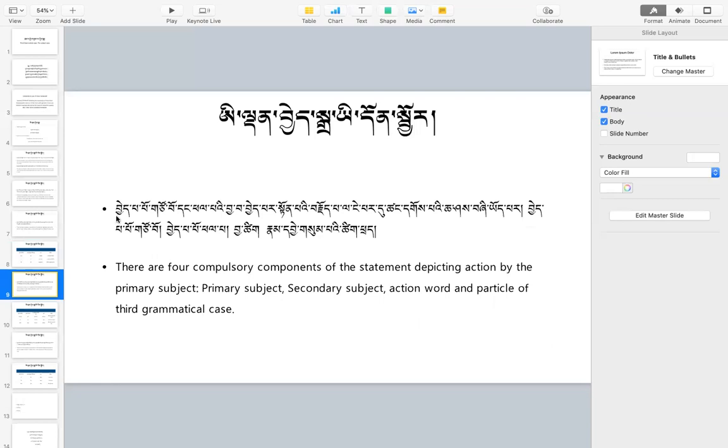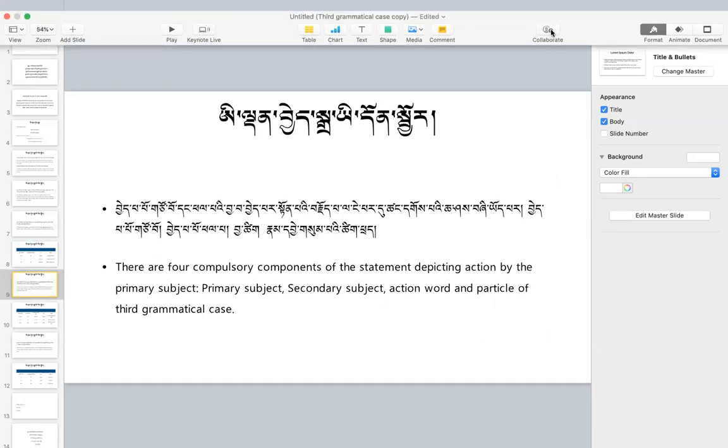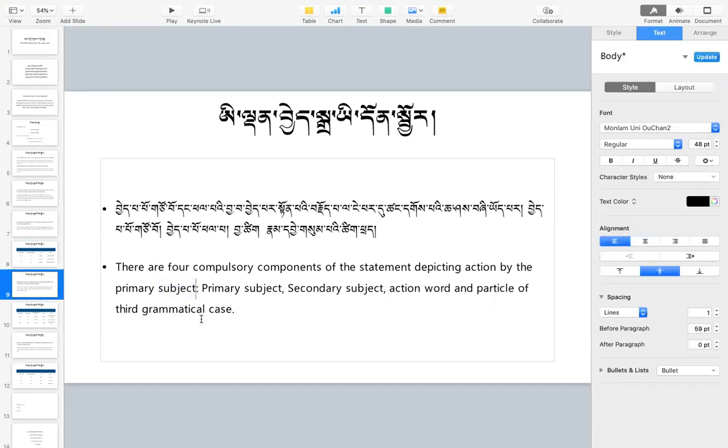Now the second, cheba bozo dan pelbe chawa cheba dunbe jubala, nyabar to tsangwebe chashi shi yobar. So, cheba bozo, cheba bo pelba, chazi, namir sumbe sikche. So, there are four compulsory components of the statement depicting action by the primary subject and secondary subject. So, I've missed this. Let me add this. So, primary subject and secondary subject.